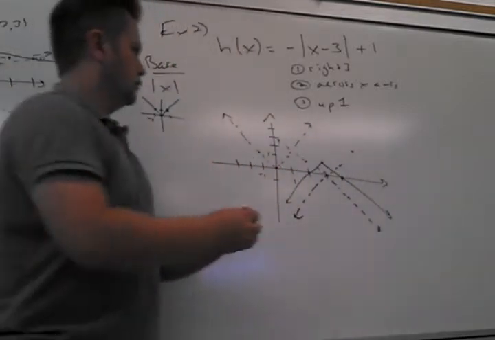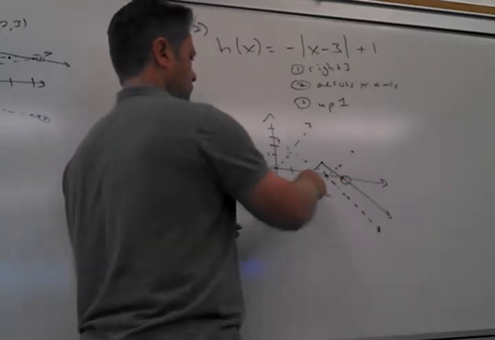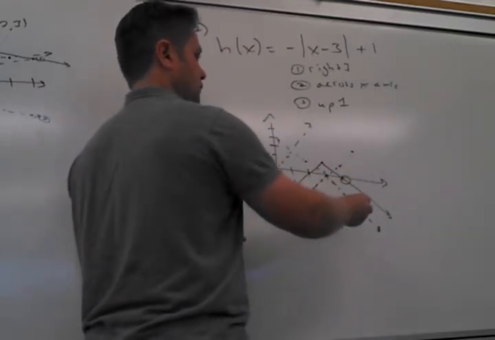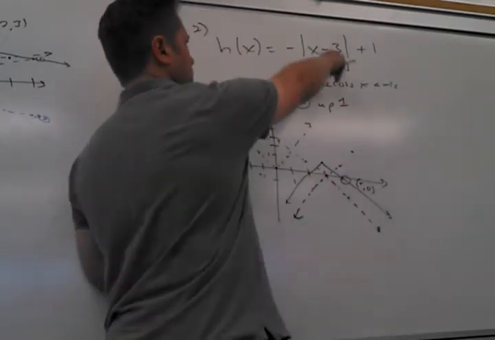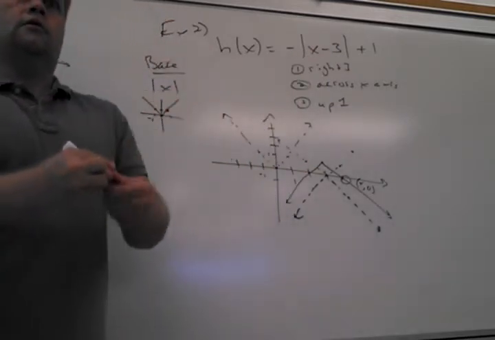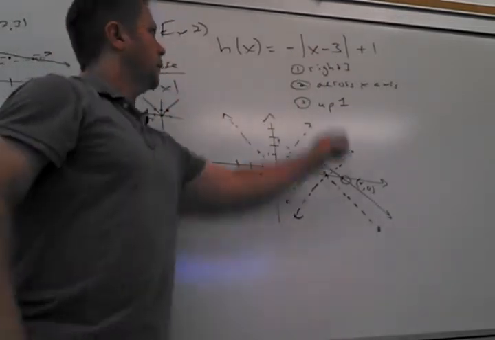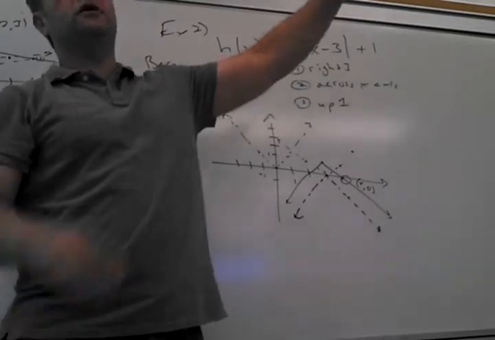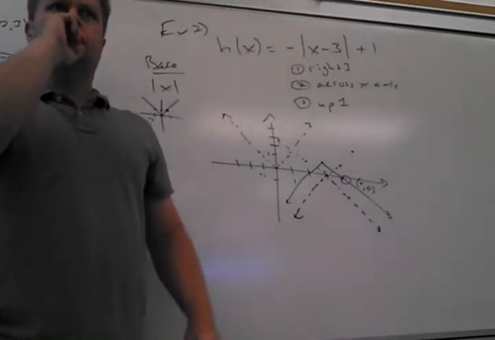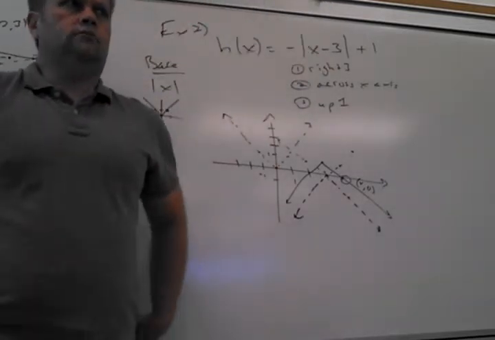Freakiness, right? So this point here is 4, 0. Does 4, 0 work? It sure does. Yeah. 4 minus 3 is 1, absolute value 1, negative 1 plus 1 is 0. So you can always check it to make sure it looks right.